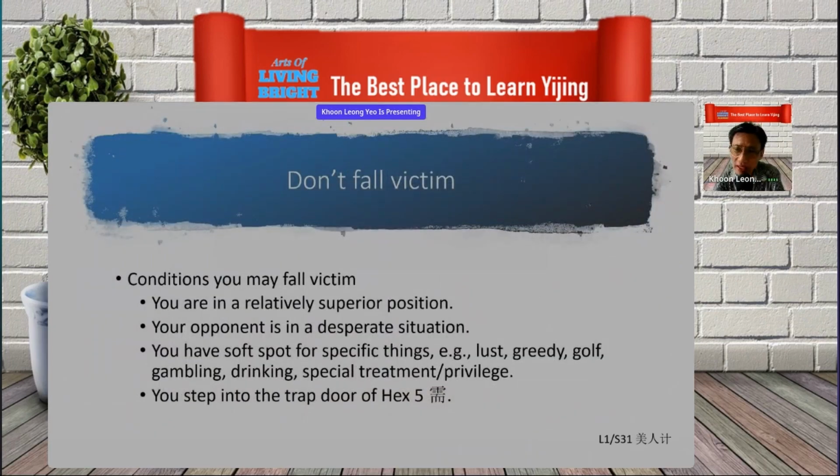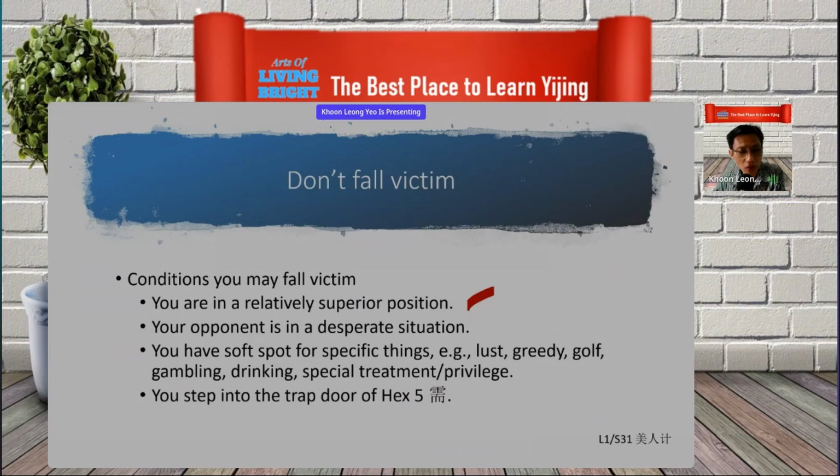Okay, so now you know how to use 美人计, but people may also know how to use 美人计 against you. So in order to protect yourself, so you don't fall victim easily to 美人计, how not to fall victim? There is some advice here. Number one, if you are in a relatively superior position, you should take note that you could be easily targeted for 美人计. Why? Because when you're in the superior position, you tend to get complacent. You think that you are untouchable, that nothing will go wrong for you. Then that is where you could be very, very wrong, because they are trying to create a soft spot for you.